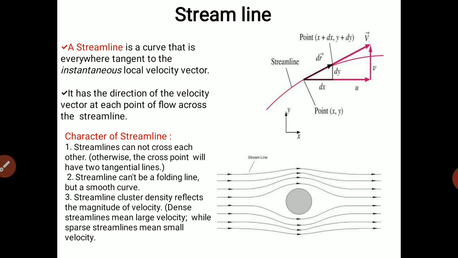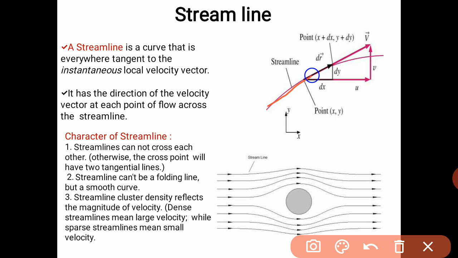First is the streamline. What is a streamline? You have heard this word previously also. It is the curve that is everywhere tangent to the instantaneous local velocity vector. It has the direction of the velocity vector at each point of flow across a streamline. So suppose this is the flow pattern, and whatever tangents we draw at a particular point, that tangent is known as a streamline. Tangent to flow is called a streamline.